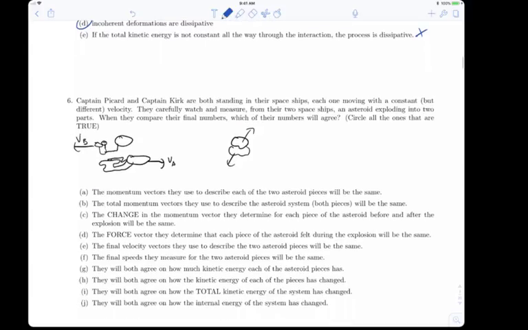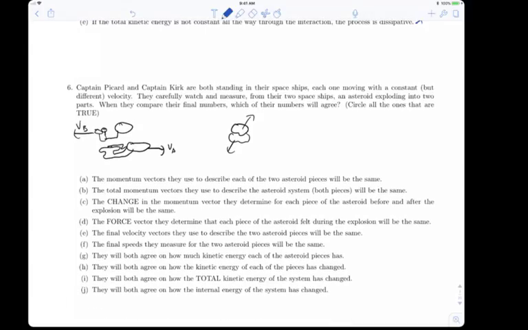Captain Picard and Captain Kirk are both standing... Oh, here's one thing to note. I drew much nicer diagrams in the exam that year. I just had to reproduce the diagrams as best I could for the purposes of the practice exam. So they look bad because I didn't work very hard.